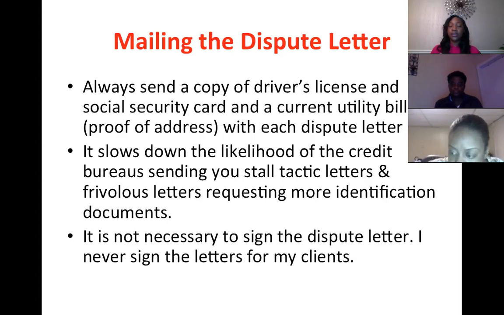Okay, it'll slow down the likelihood of the credit bureau sending you stall tactic letters and frivolous letters requesting more identification documents.